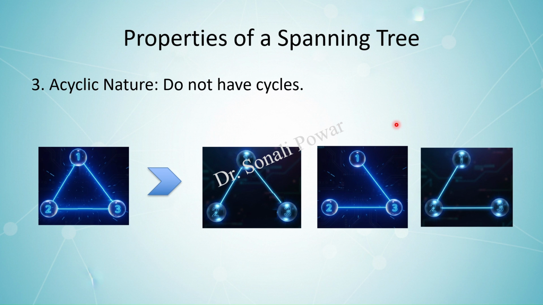The next property is that a spanning tree does not contain a cycle. If you observe all these spanning trees, they do not have a cycle.